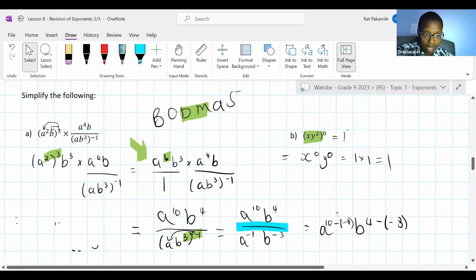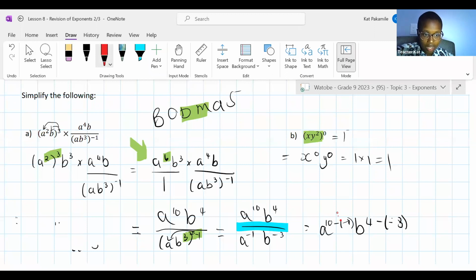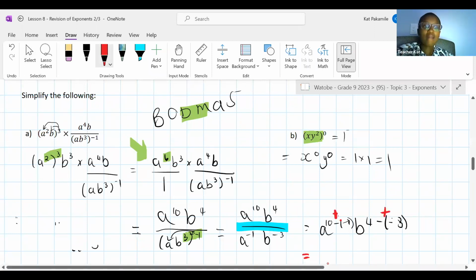There's your nice summary. So here we have a plus because of the minus minus, and we have a plus because of the minus minus equals. So it's going to be A to the power of 10 plus 1, which is 11. B to the power of 4 plus 3, which is 7.